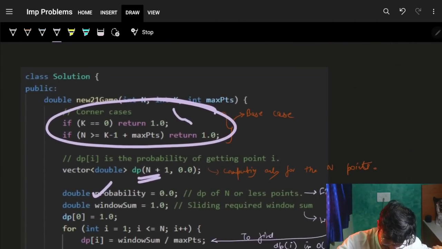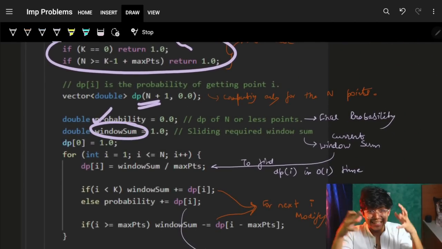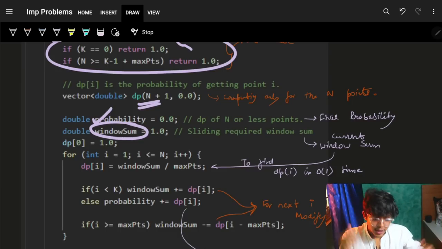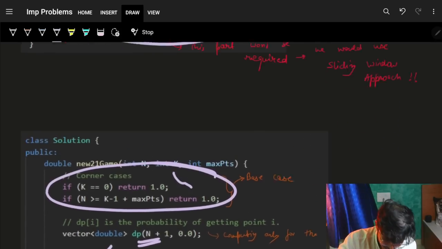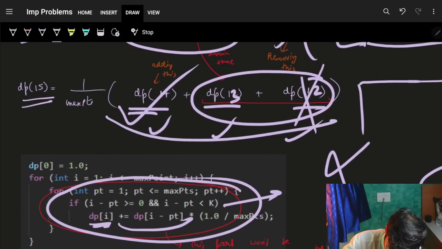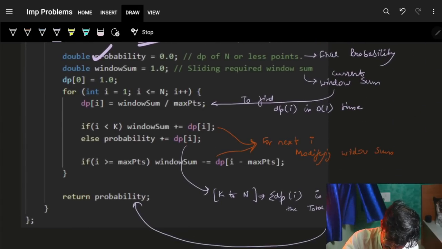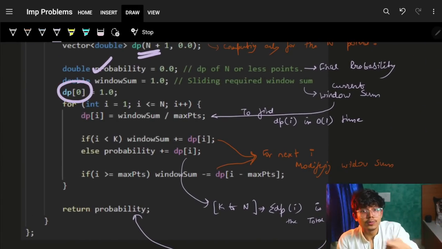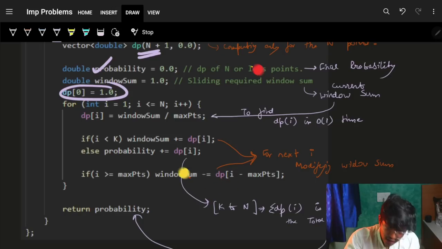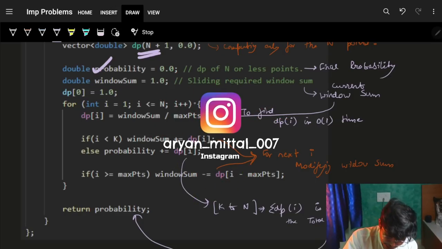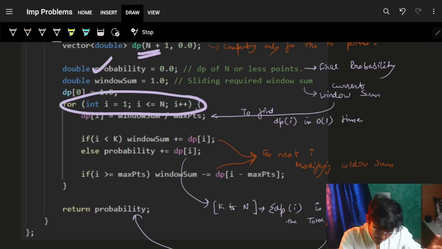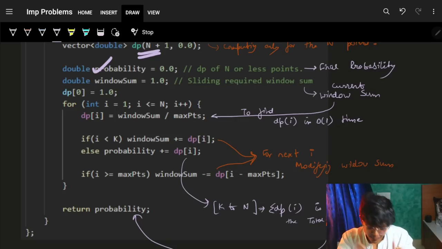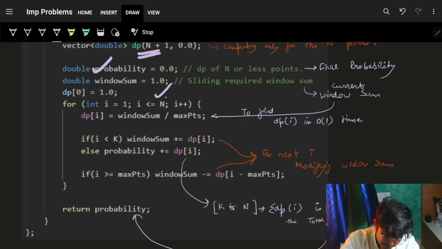Now the one modification is the window sum, because I need to maintain that window sum, and with that window sum I need to shift the window to find the current range sum. Initially the probability of getting the point 0 is 1, as we saw earlier. Then I simply go over every one of those n points, because ultimately I just want to find the answer for k up till n points. So n points are more than sufficient for us.